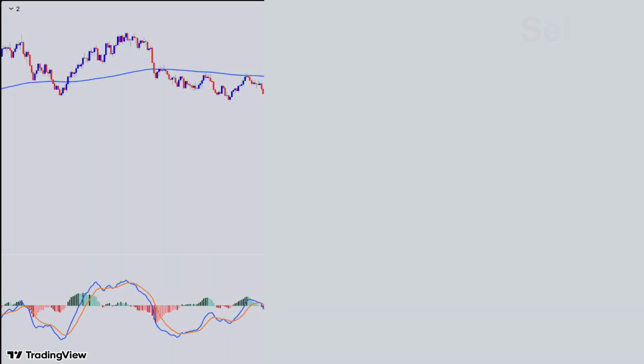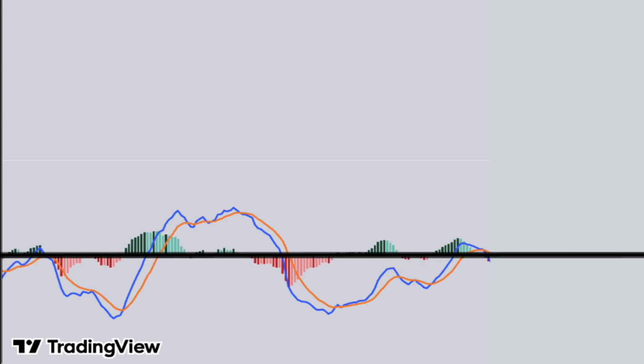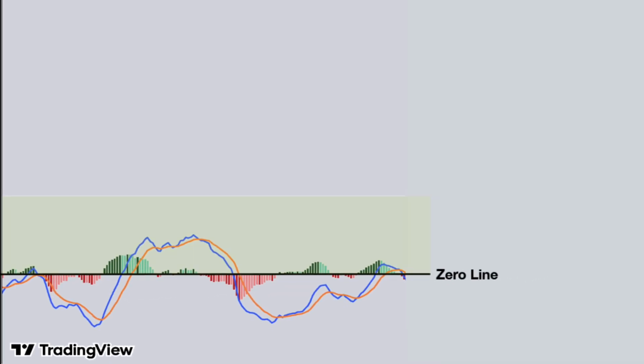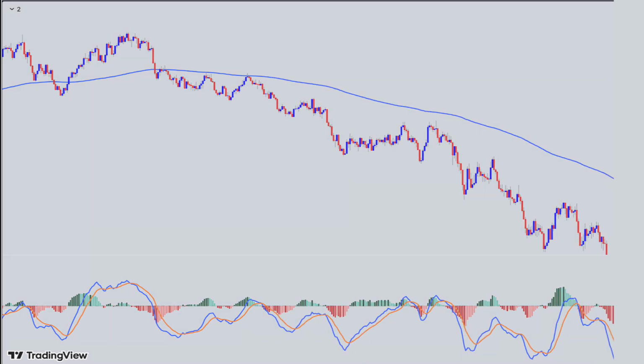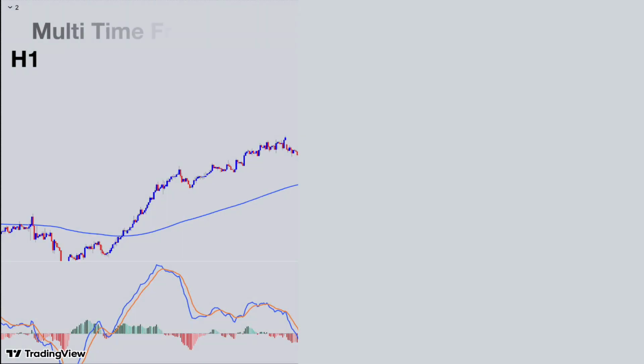Now, when you're shorting, you want to do the opposite. The MACD lines need to cross downwards above the zero line, with the price below the 200-day moving average. This strategy is great in volatile markets. Let's talk about how you can use the MACD on different time frames to spot trend.